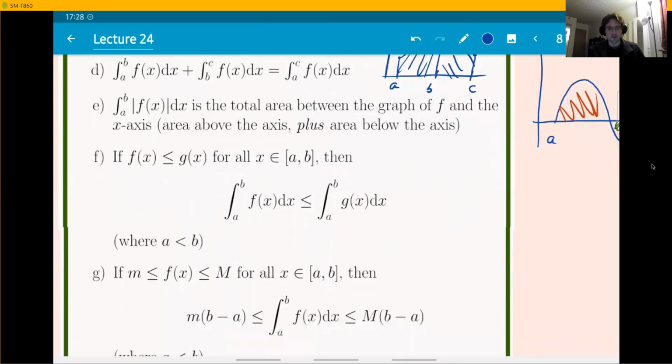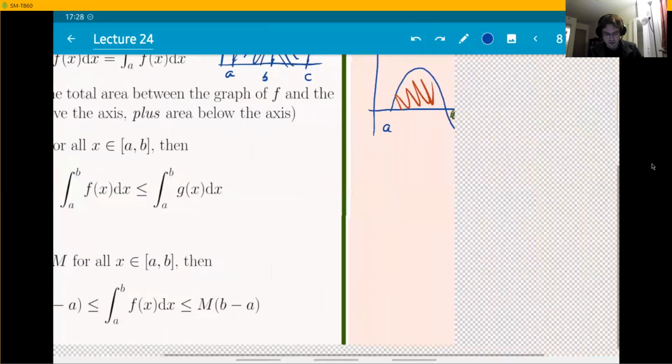Item F: if you have two functions, one less than the other, for all x in some interval, then when you integrate over that interval, the integral for f will be less than for g. At least when a and b are in the correct order. Let's say a is the smaller endpoint, the one below. Yeah, this is once again very intuitive to think about.